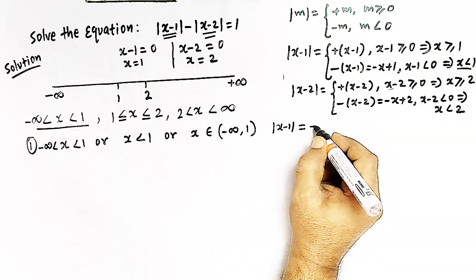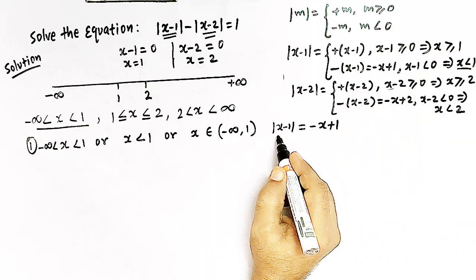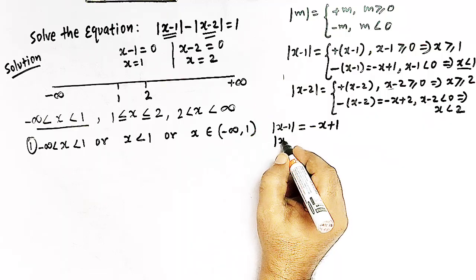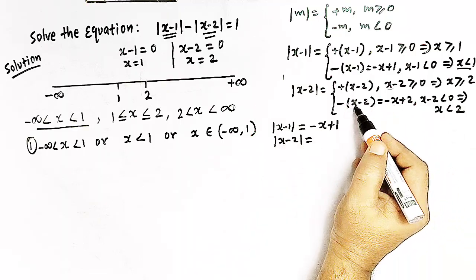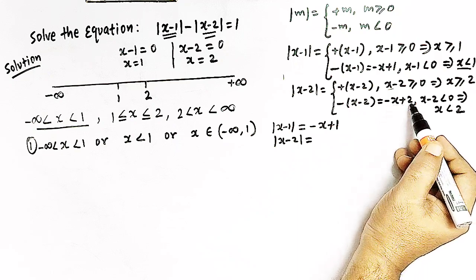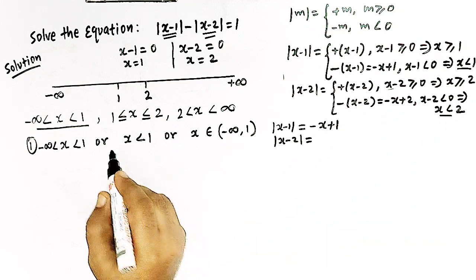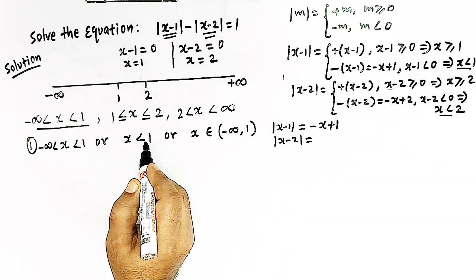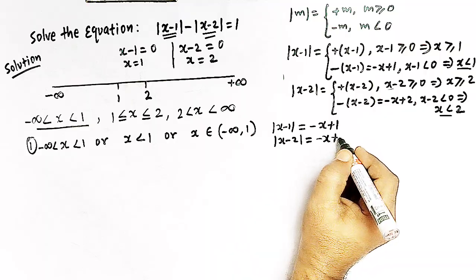So here we have mod of x minus 1 is equal to minus x plus 1, and mod of x minus 2 is equal to negative of x minus 2, that is negative of x plus 2, when x is less than 2, and here we have x less than 1. So we have here minus x plus 2.